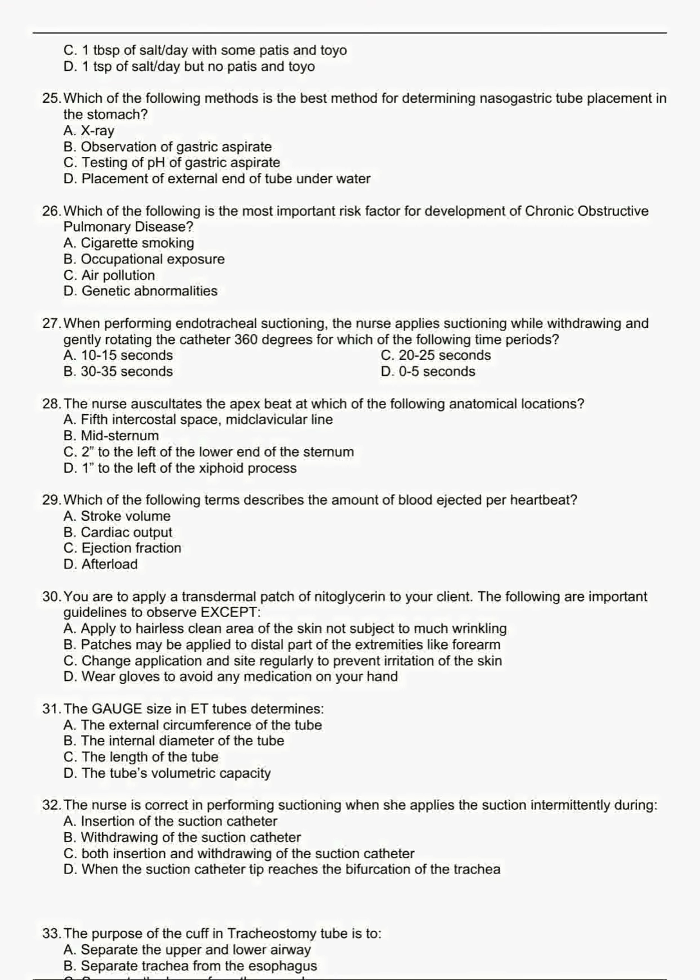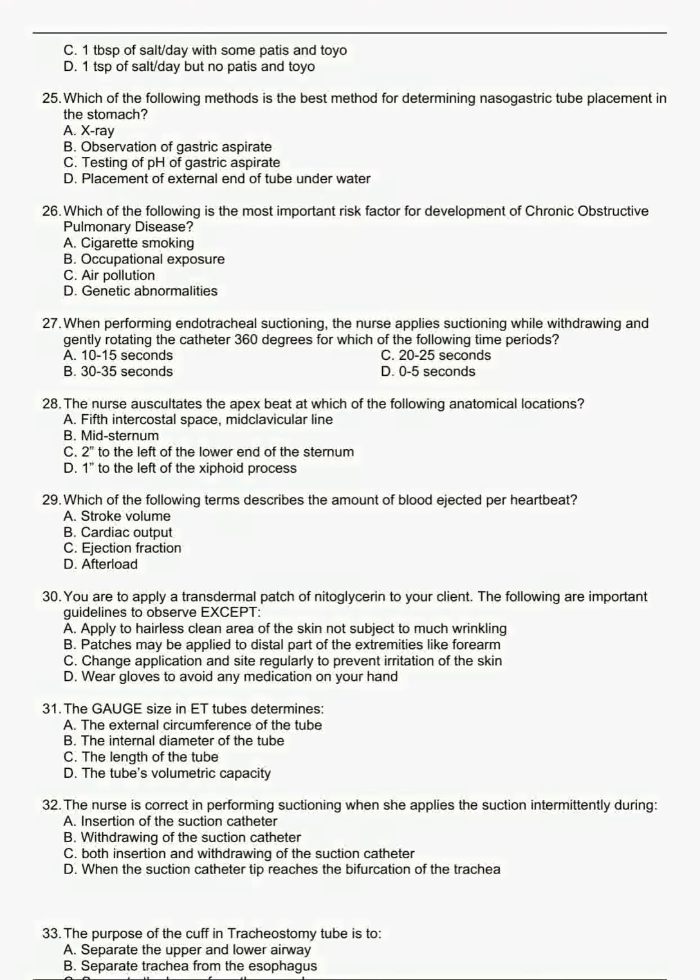27. When performing endotracheal suctioning, the nurse applies suctioning while withdrawing and gently rotating the catheter 360 degrees for which of the following time periods? A. 10 to 15 seconds. B. 30 to 35 seconds. C. 20 to 25 seconds. D. 0 to 5 seconds.